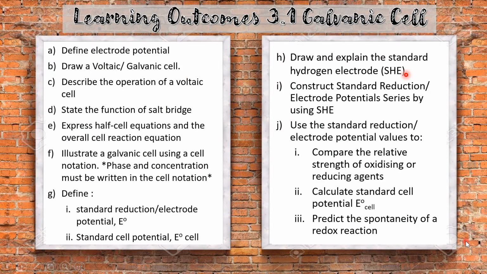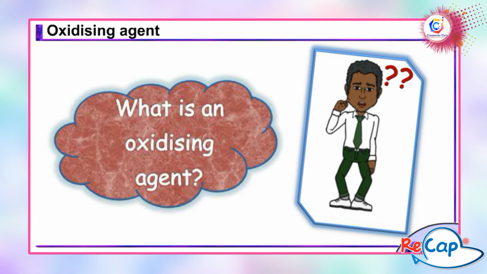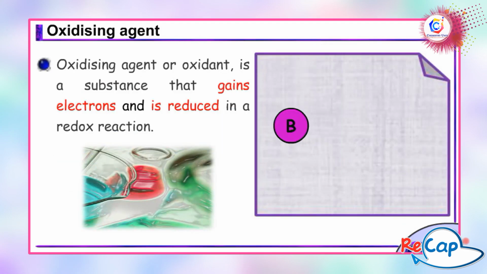Okay, for Galvanic cell part 5, what you are going to learn is to use the standard reduction or electrode potential values to calculate the standard cell potential, E0 cell. Before we start, let us recap what is meant by oxidizing agent and reducing agent and their examples in our daily life. What is an oxidizing agent?